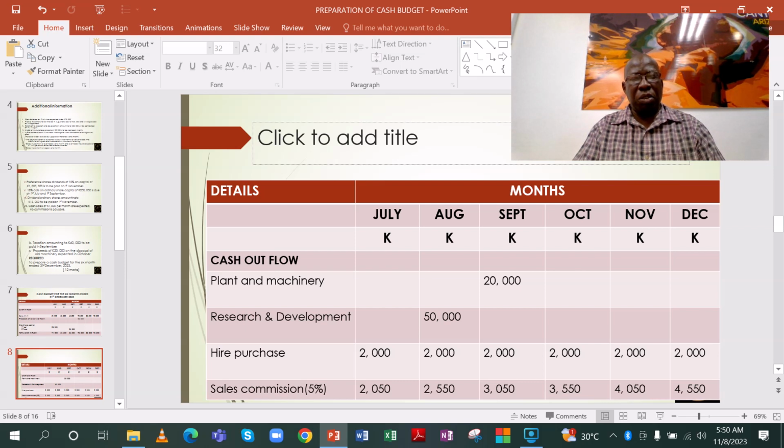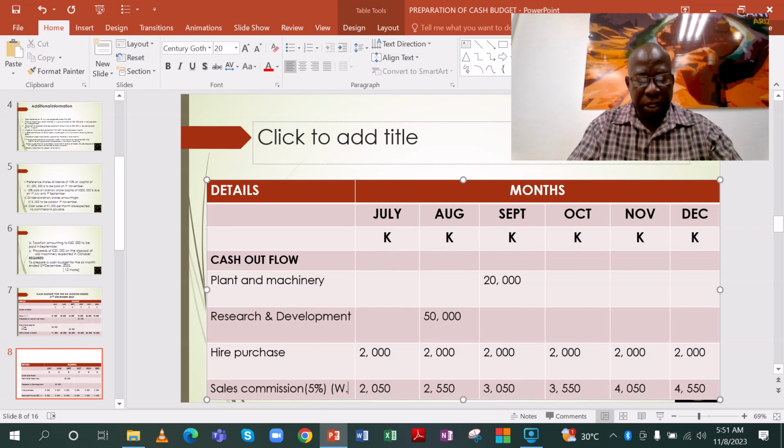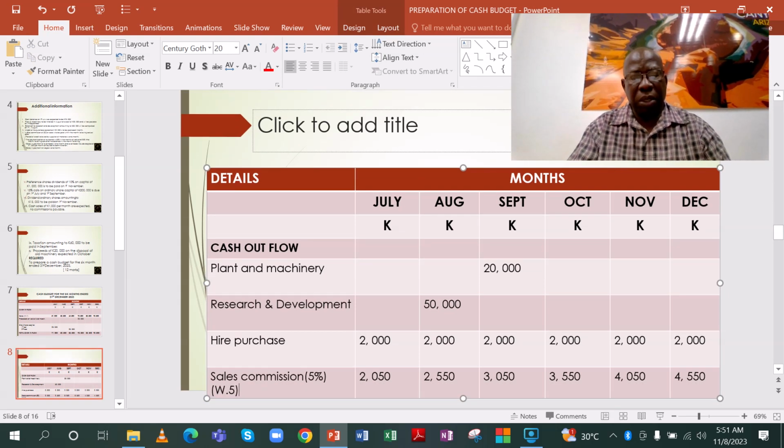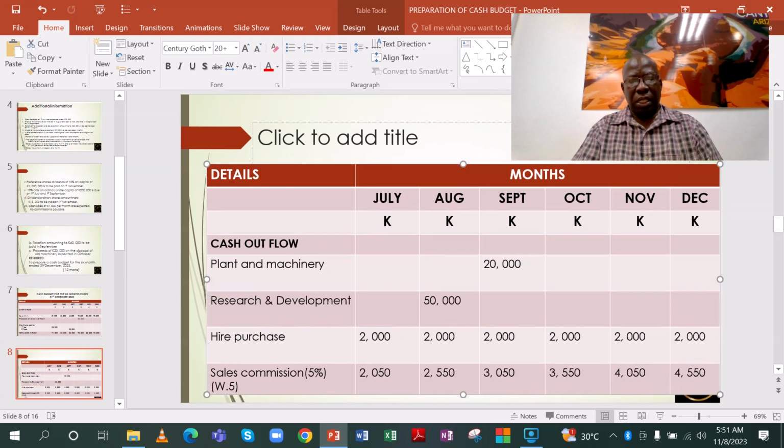Then you have sales commission. Sales commission of 5% on sales. So we look at this one. Where did we get this one? We get it from the working. I did look at working number 5. So get working number 5 in this regard. Let's look at that. Working number 5.